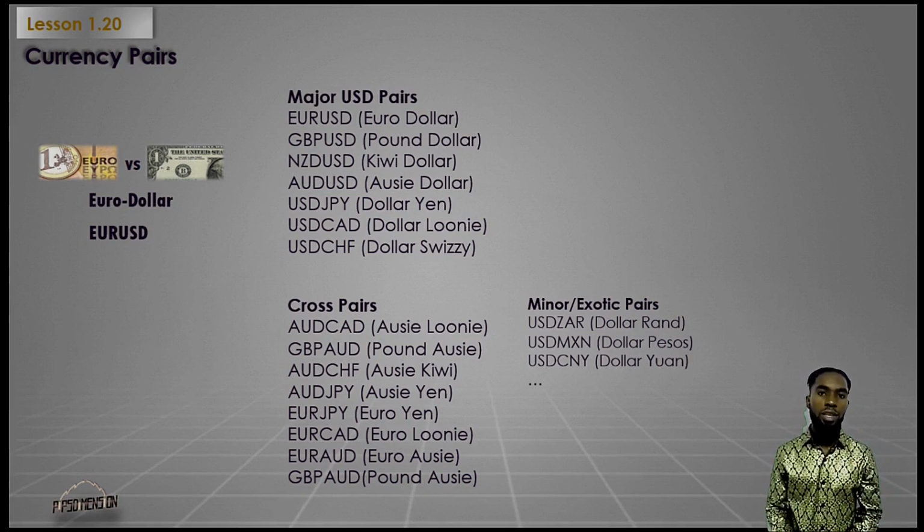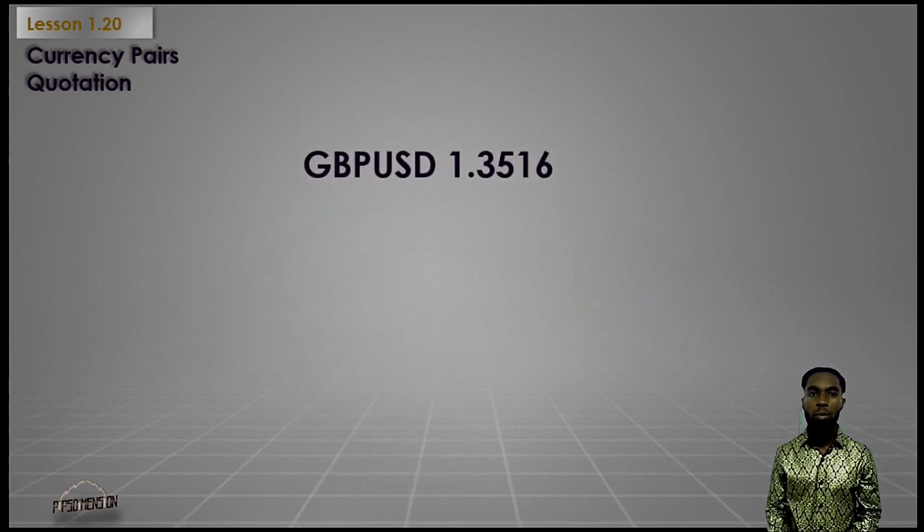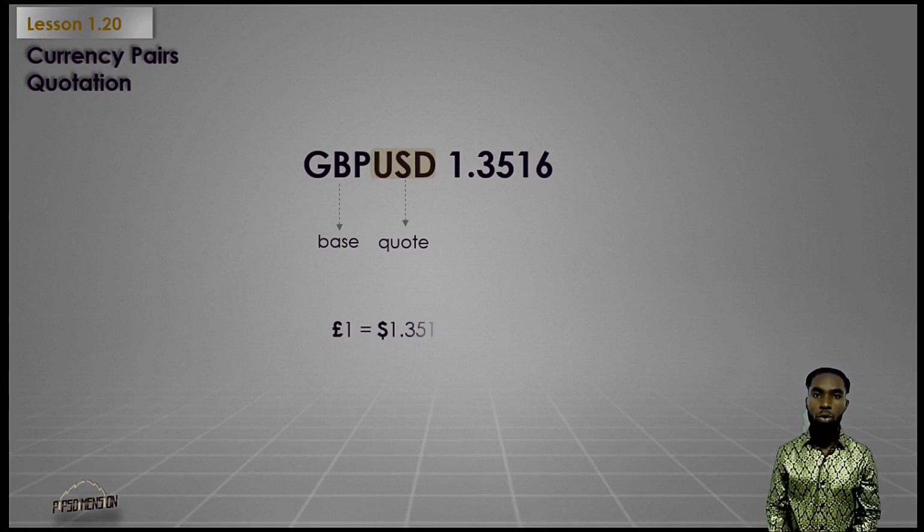Let's look at this example, the GBP USD, the pound dollar. That is quoted as GBP USD 1.3516. That is a currency pair quotation, simply the stated currency pair with its current price. The first currency of the pair is known as the base currency, meaning that its value is always 1 against the next currency, which is the quote currency. So what this quotation actually means is that 1 Great British pound will give you 1.3516 US dollars.